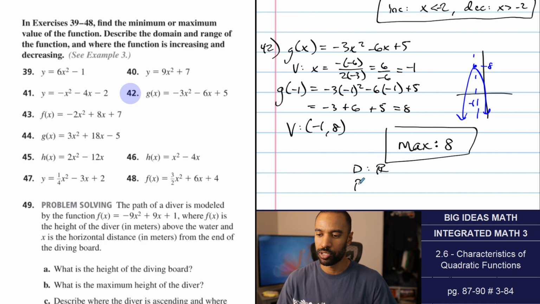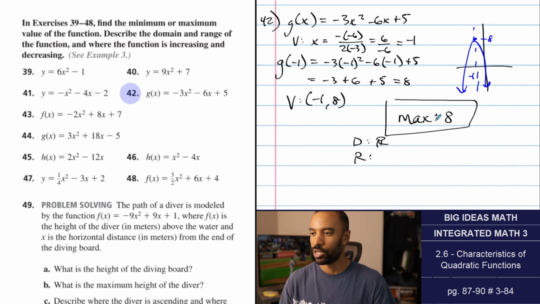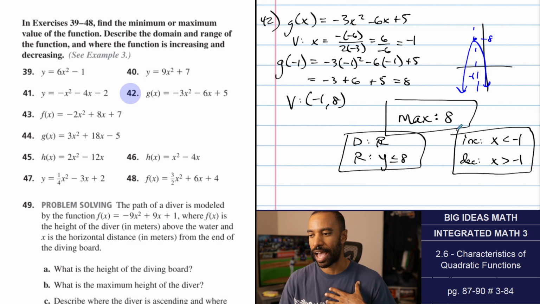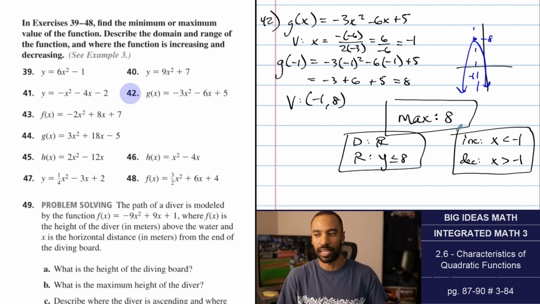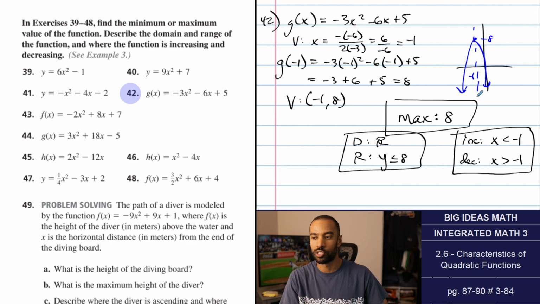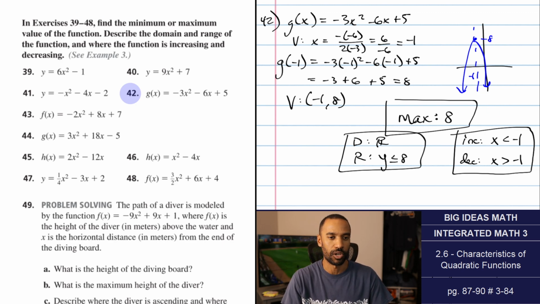Domain is all real numbers. Again, I don't think that's going to change. Range, y is less than or equal to 8. We are increasing to the left of negative 1. Decreasing to the right of negative 1. And hopefully me saying that out loud helps, because that's how they say it in the book. The book is using words, so I'm going to say out loud the words as I write the inequality notation. You might even be forced to use interval notation, which I'm not currently doing.